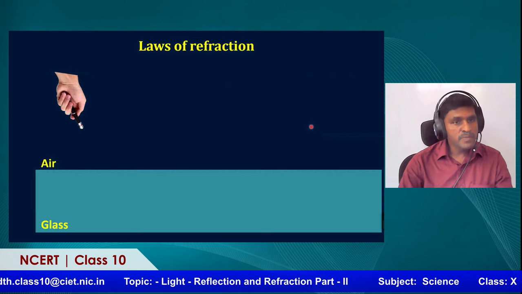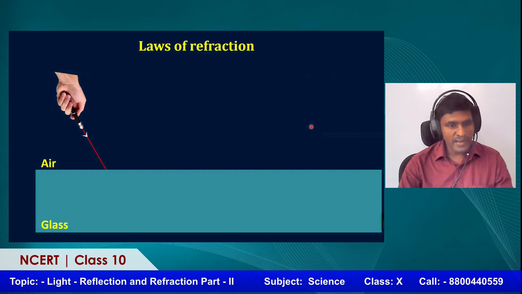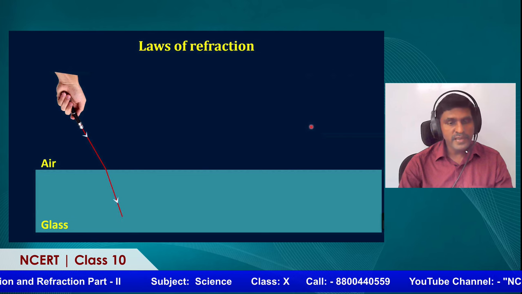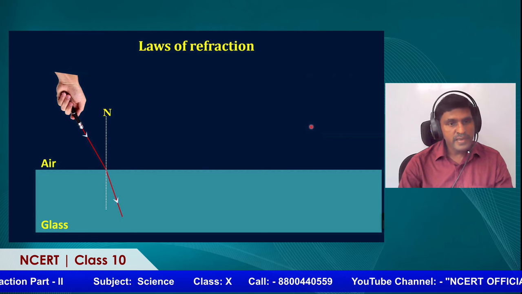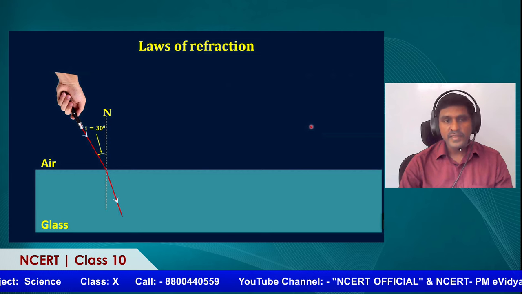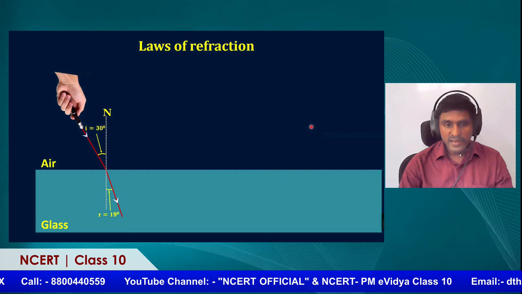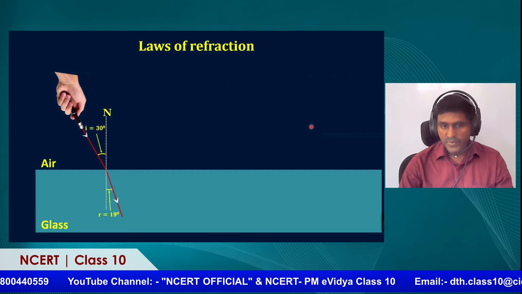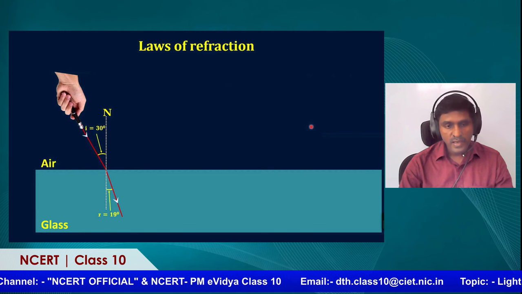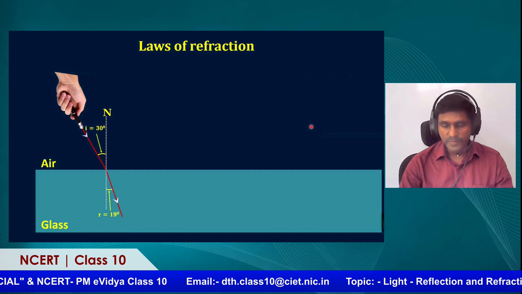Here, look at this picture. I am sending a light ray to a glass plate. When it enters the glass plate, it gets bent. I measured this angle, and it is 30 degrees. Now I measured the refracted angle. Refracted angle means the angle between the refracted ray and the normal. It shows the refracted angle is 19 degrees.